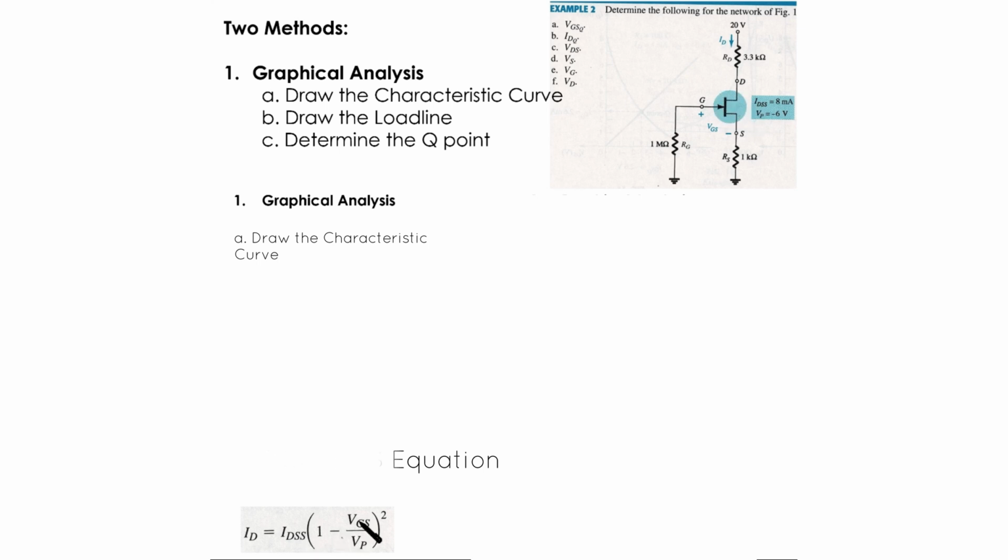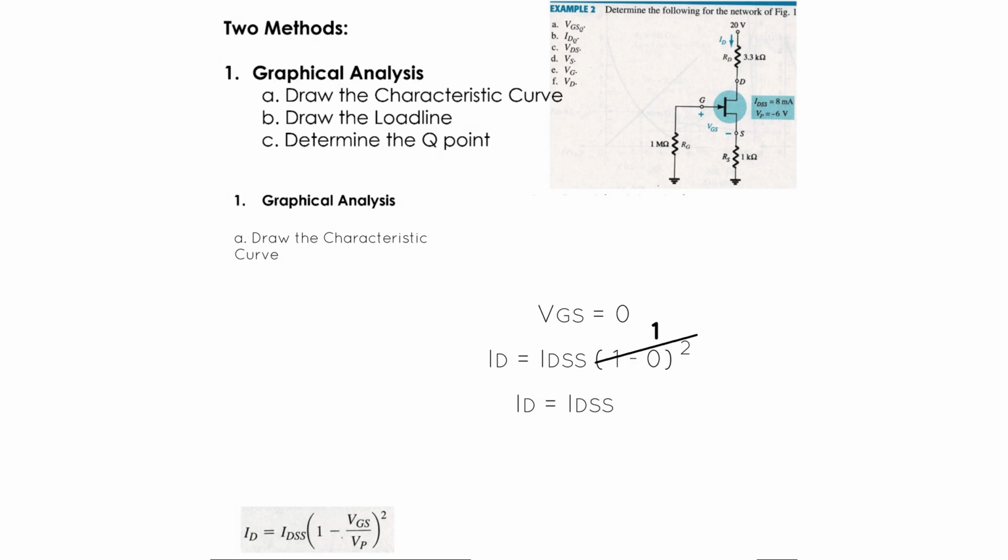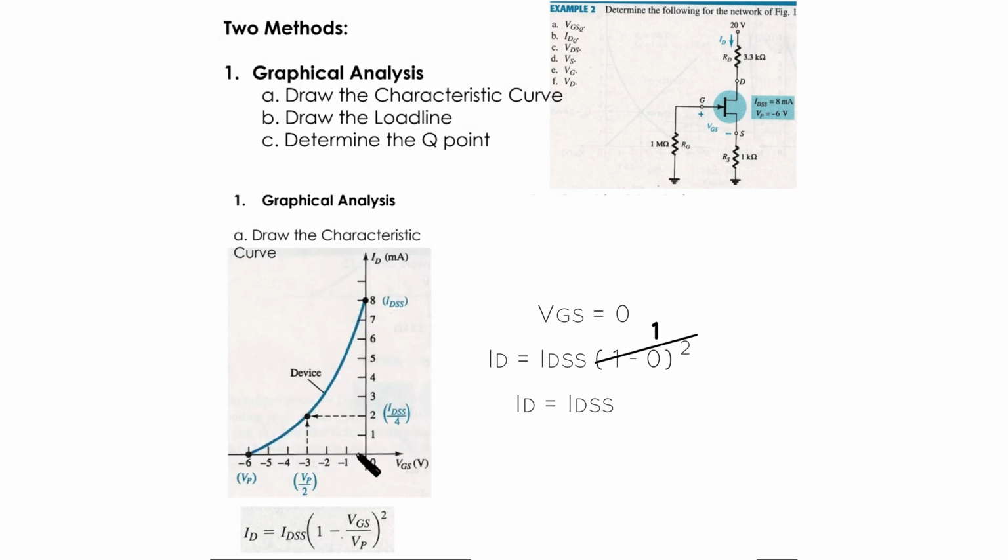Let's say that VGS is equal to 0. If VGS is equal to 0, then what would happen? 1 minus 0 squared will be equal to 1. Therefore, ID will be equal to IDSS. So when VGS is equal to 0, then ID will be equal to IDSS. So that gives us this point, ID is equal to IDSS.